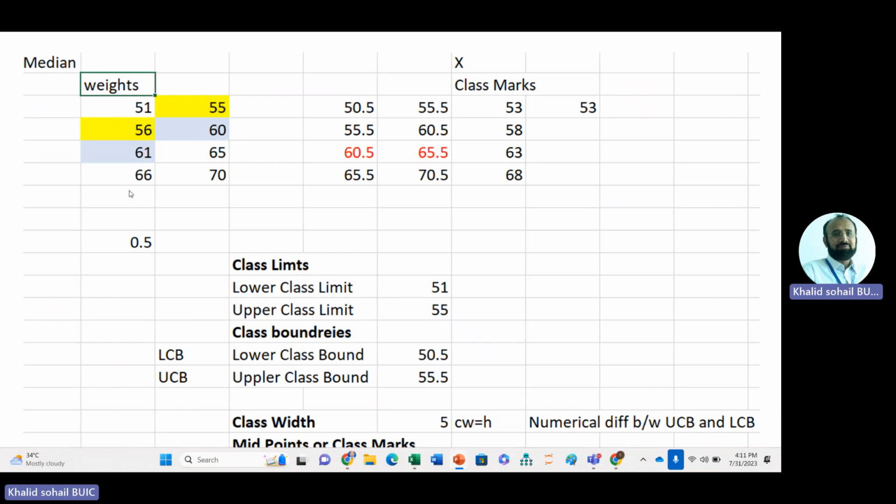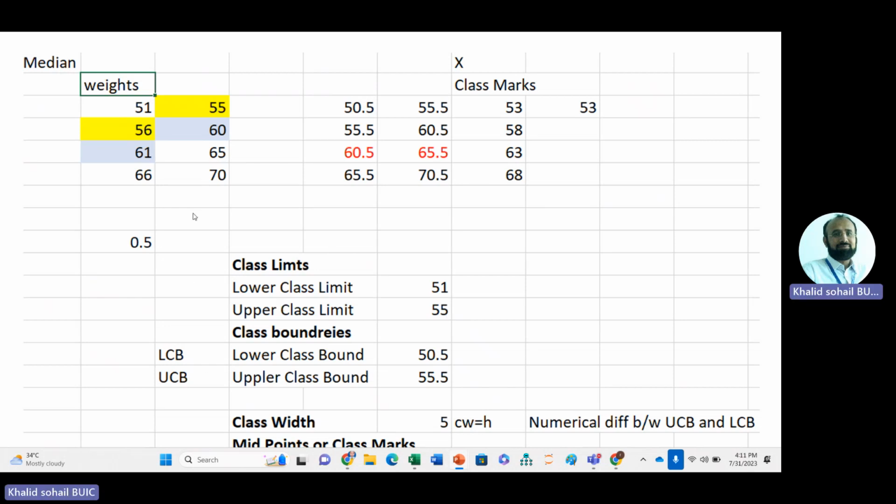For example, this is our grouped data. These are weights that are classified into 4 different classes. The first class, second class 56 to 60, third class 61 to 65, and so on. These are called class limits. For example, 51 is the lower class limit and 55 is the upper class limit.